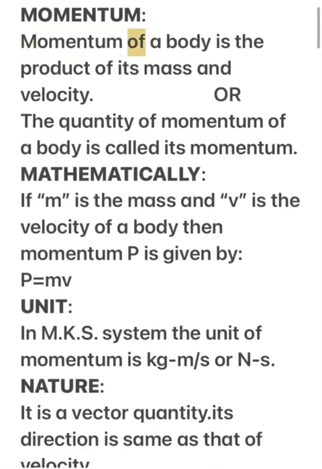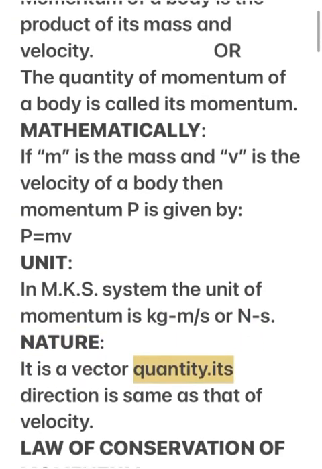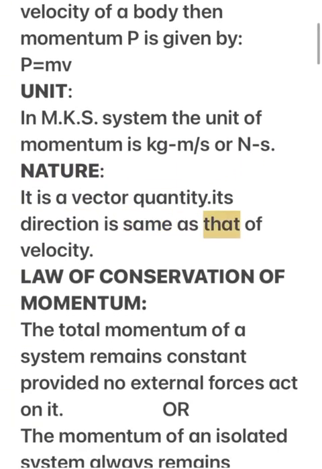Momentum of a body is the product of its mass and velocity, or the quantity of motion of a body is called its momentum. Mathematically, if m is the mass and v is the velocity of a body, then momentum p is given by p = mv. Unit: in the MKS system, the unit of momentum is kg m/s or N·s. Nature: it is a vector quantity. Its direction is the same as that of the velocity.